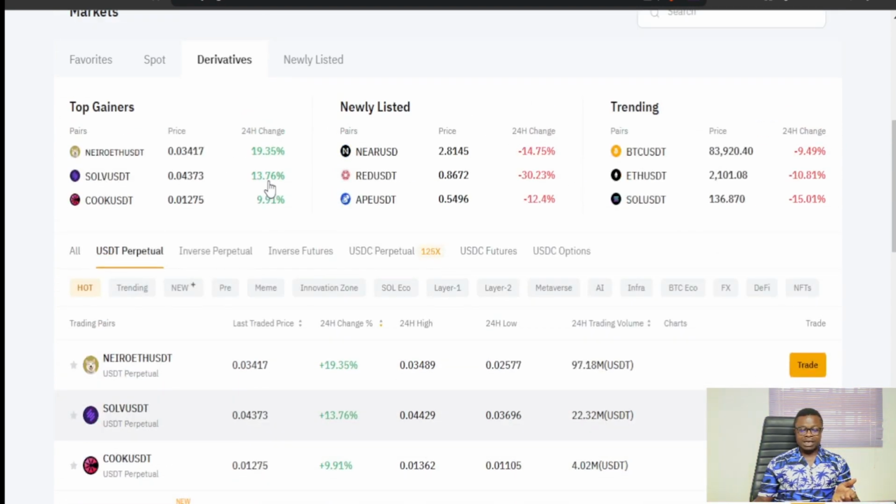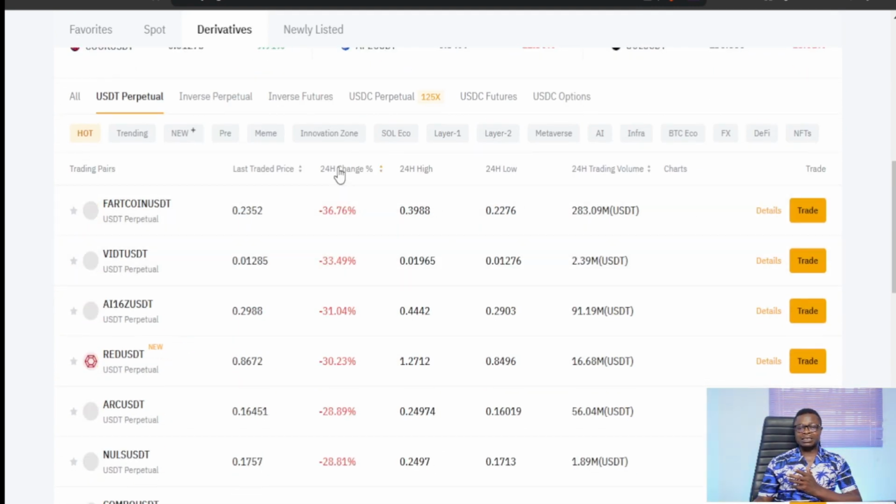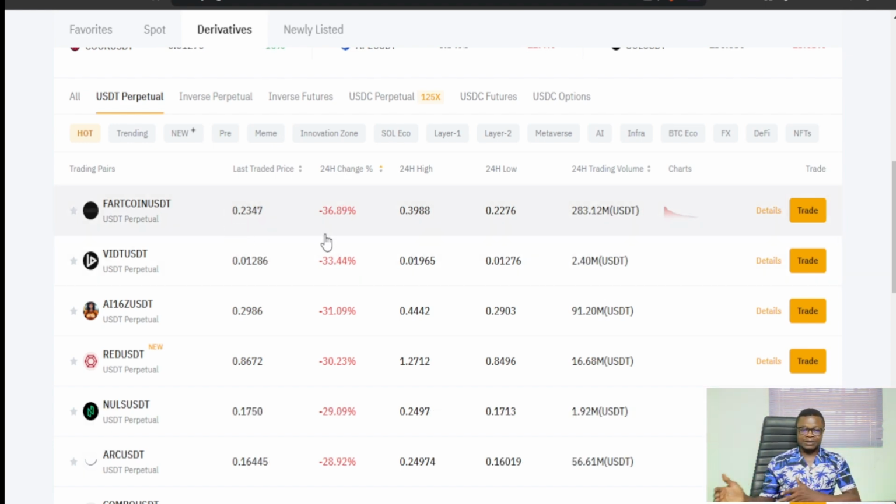Then if I go again and click on that 24 hours change again, it gives me top losers, and I can see that Fatcoin is part of the top losers. Yesterday, Fatcoin was on the gainers list, and today, Fatcoin is already down by 36%. All right, this is how we look for tokens that we trade.